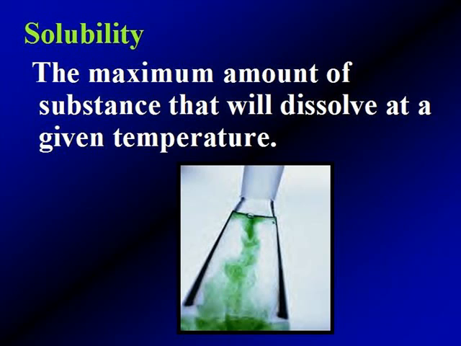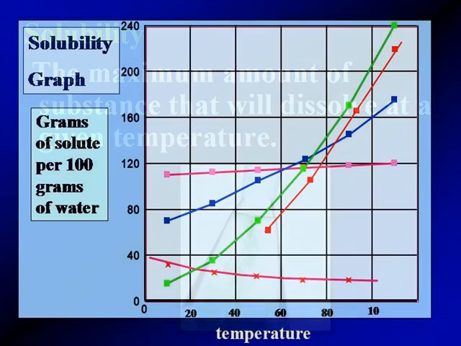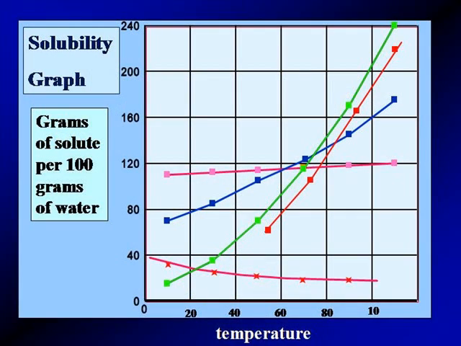Solubility is the maximum amount of substance that will dissolve at any given temperature. Usually when you increase the temperature, you will increase the solubility of a substance. This solubility graph shows the dependence of solubility on temperature. For some substances, heating them up will certainly increase the amount that dissolves. For other substances, heating them up has very little effect, and for a few substances, you actually decrease their solubility upon heating them.